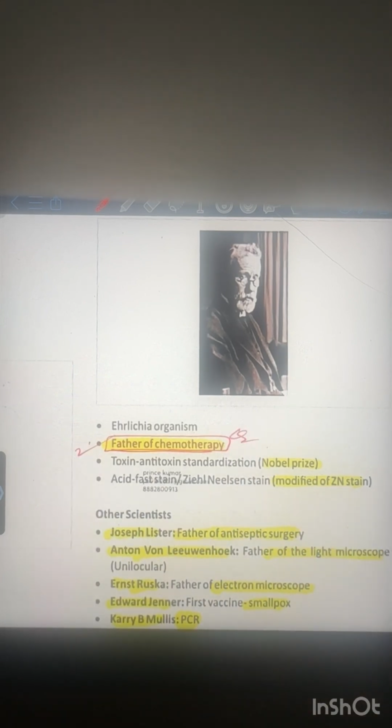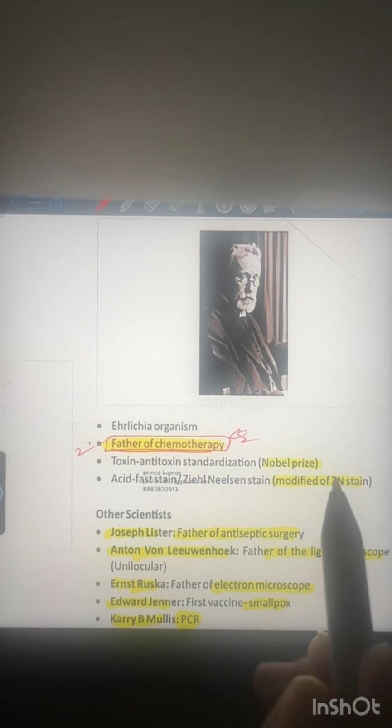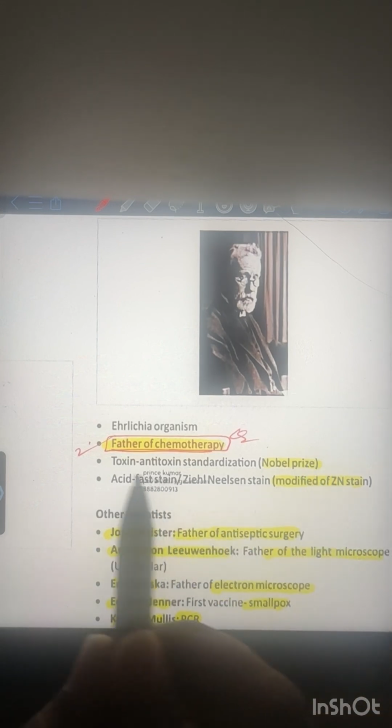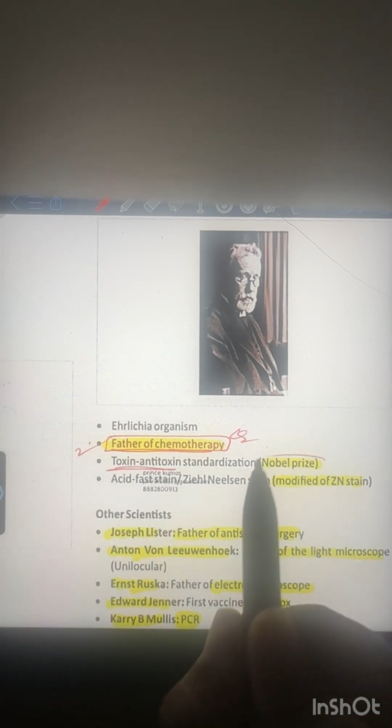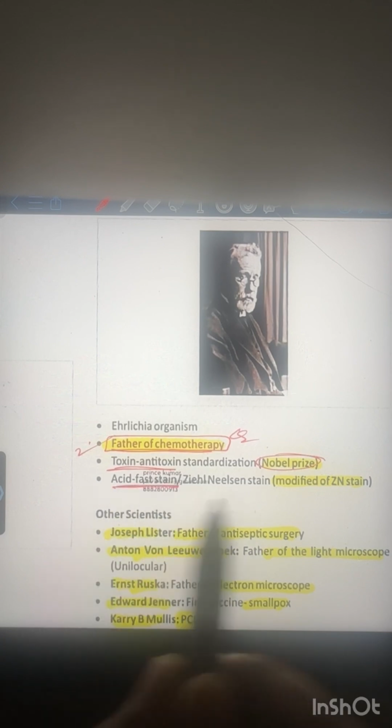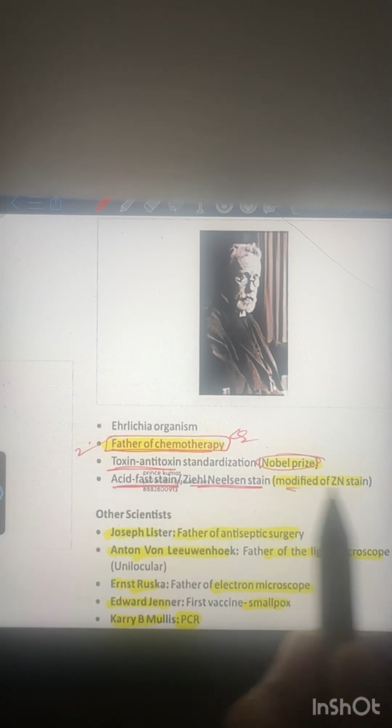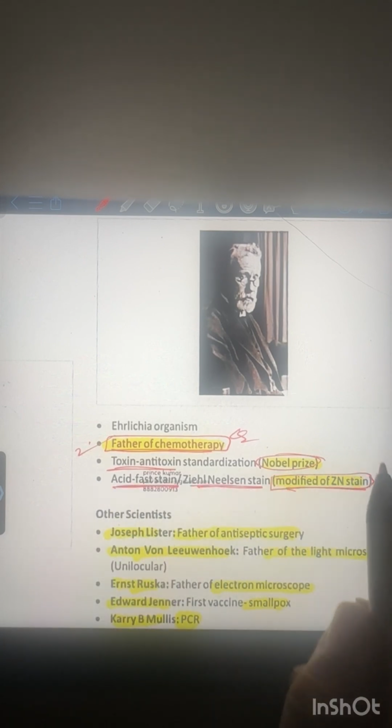Next, he's also been given some awards. So P for prize. Where has he been given a prize? For toxin, antitoxin standardization. He told us that if there's a toxin, there will be an antitoxin. So he's given us that concept. He's got a prize. And A for, he's also given acid fast stain. Acid fast stain means now what you call the ZN stain. Nowadays you call it ZN stain. But you know who originally discovered it? Sir Paul Ehrlich discovered it.